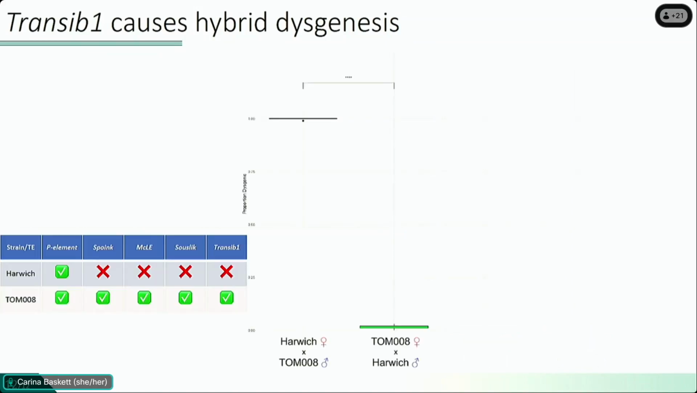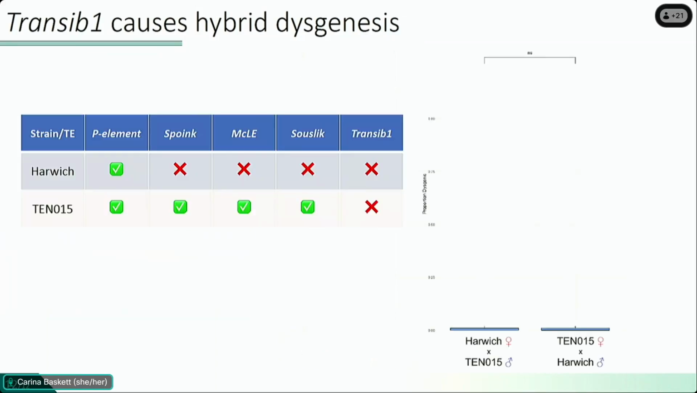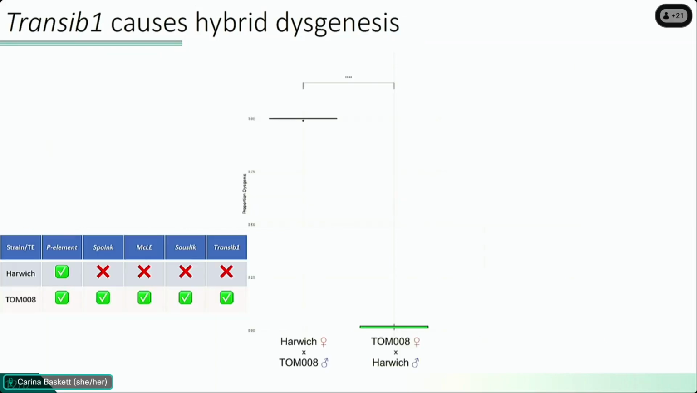And finally, we have Harwich with Tom. So Harwich is usually the inducer, the strain with the P element that causes the dysgenesis when it's crossed with DML68. But in this case, if we have Tom males and Harwich females, we have dysgenesis, which means Tom is the one carrying the transposon that is inducing the dysgenesis. In this case, we think it's Transib 1 because the other 3 didn't do anything when they were alone. So probably it's Transib 1. While when we have Tom females, they have all the transposable elements, so they have all the piRNA protection, and we don't see any dysgenesis.